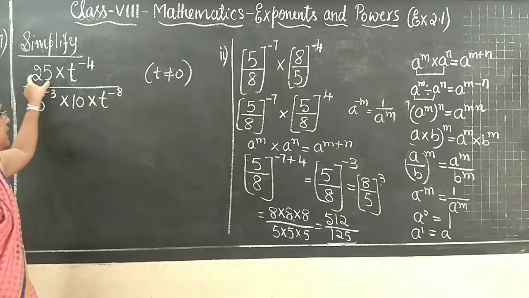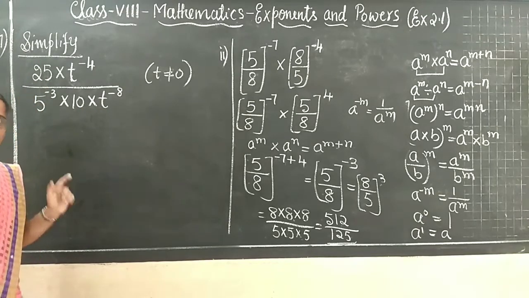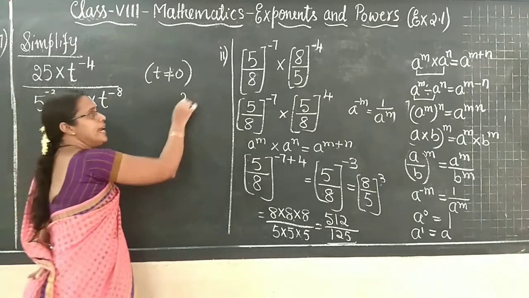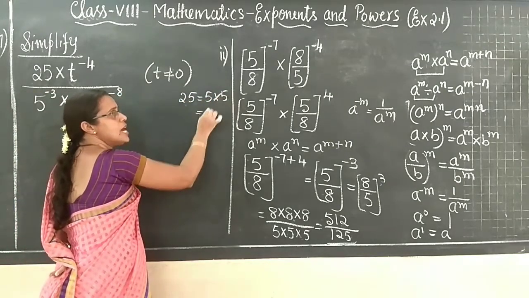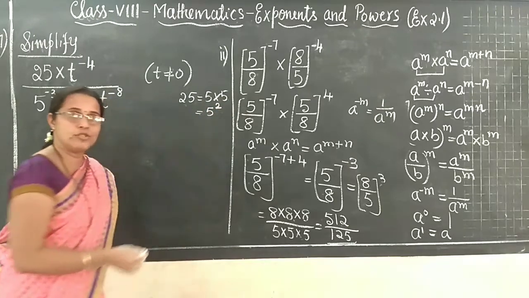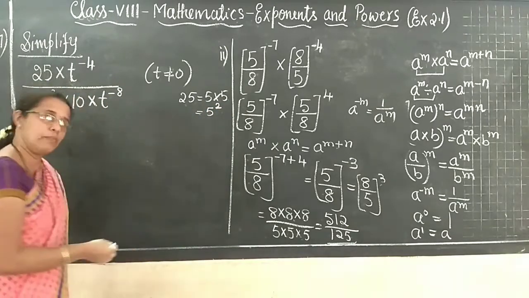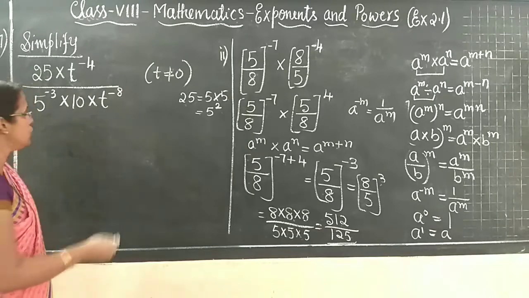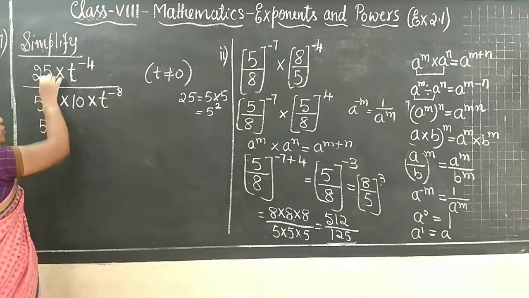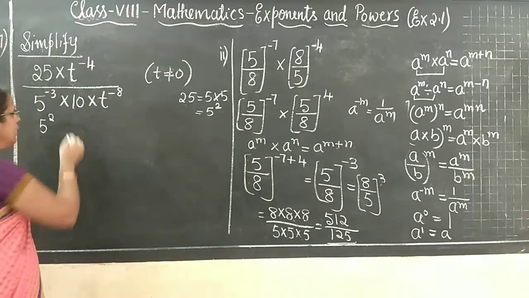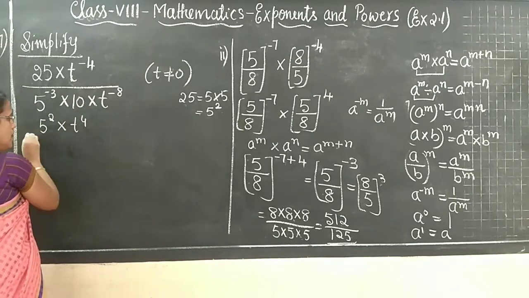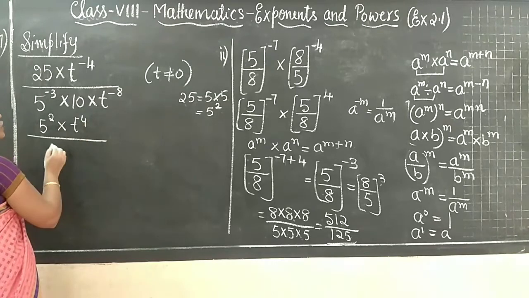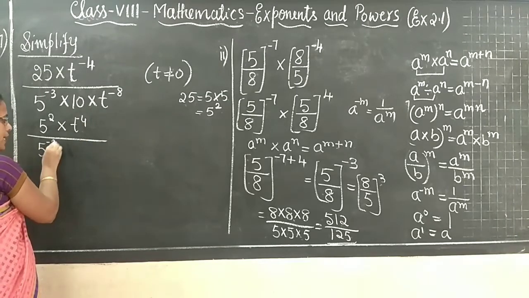See here, 25 can be written as, 25 is a bigger number. How can I write 25? 5 into 5. Do you agree? 5 5s are 25. That means 5 square is 25. Base should become small, you know. So 5 square is 25. Then t to the power minus 4. 5 to the power minus 3.